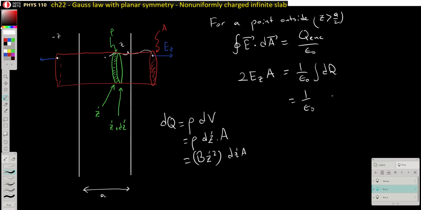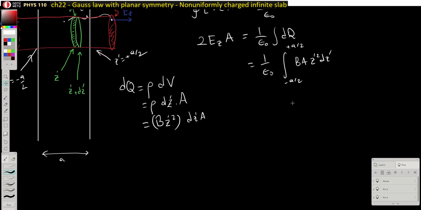So therefore, this is an integral of b A z prime squared dz prime. What are the limits of the integration? Well, basically the charges start from here. So z prime should start from the point minus a over 2 and should end at the point plus a over 2. So therefore, this is an integral from minus a over 2 to plus a over 2.